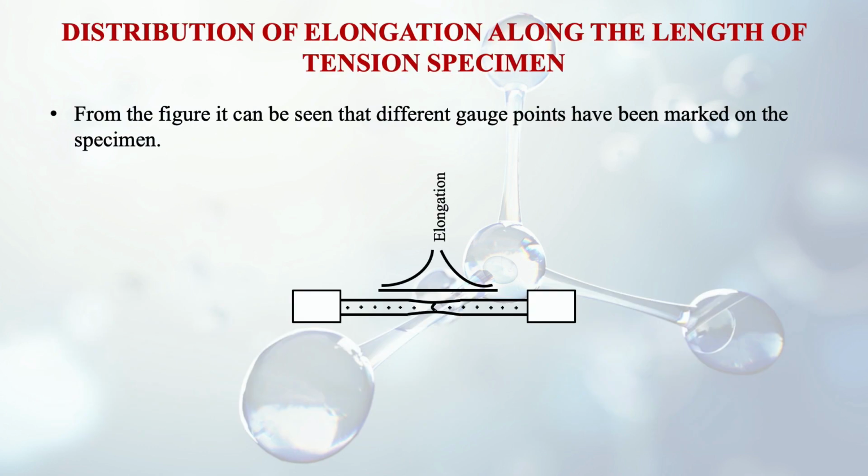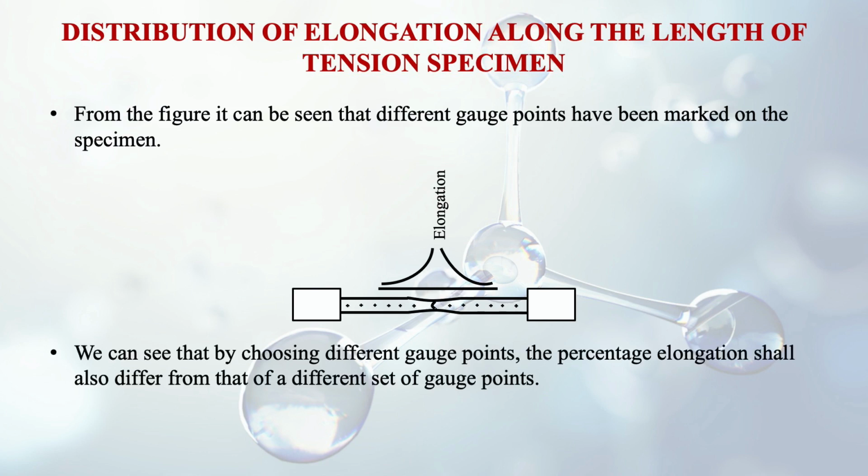This is about the gauge length. You can see the specimen here and different points are marked here. So according to the points which are taken, the gauge length can vary. So it has to be standardized then. We can see from the figure that different gauge points have been marked on the specimen. We can also see that by choosing different gauge points, the percentage elongation shall also differ from that of a different set of gauge points.